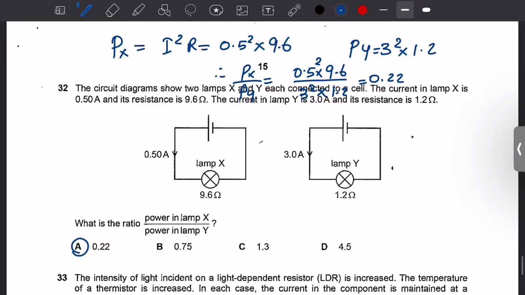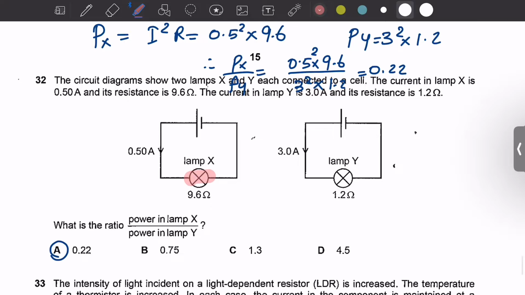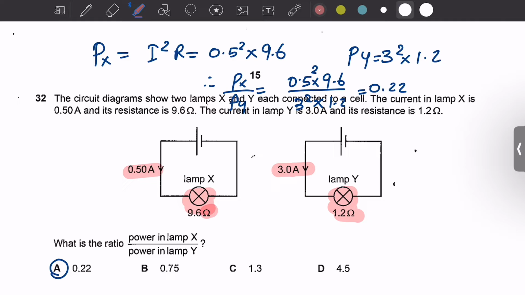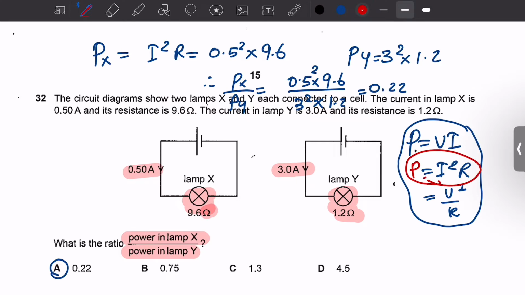Let's go to question number 32. There are two lamps. One is a 9.6 ohm lamp, with current 0.5 ampere through it. There is 3 ampere going through the 1.2 ohm lamp. They ask, what is the ratio of power in lamp X to power in lamp Y? Let's think about power. Power has three equations: VI, or I squared R, or V squared over R. All these three are for the power of an electric component, right? Now, an easier way is to pick I squared R, because what we know is current and resistance. So I use this equation.